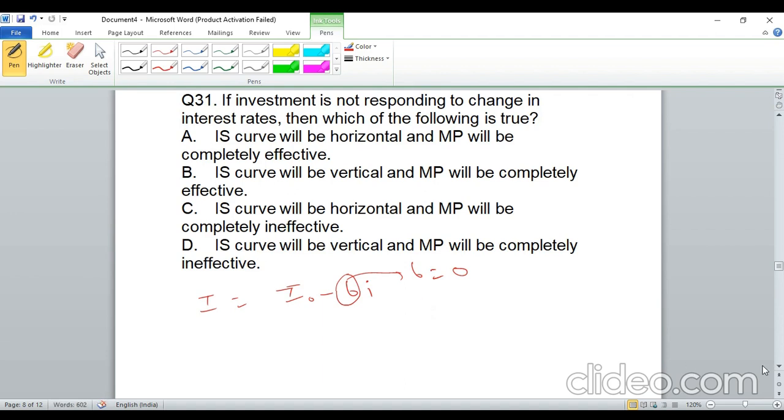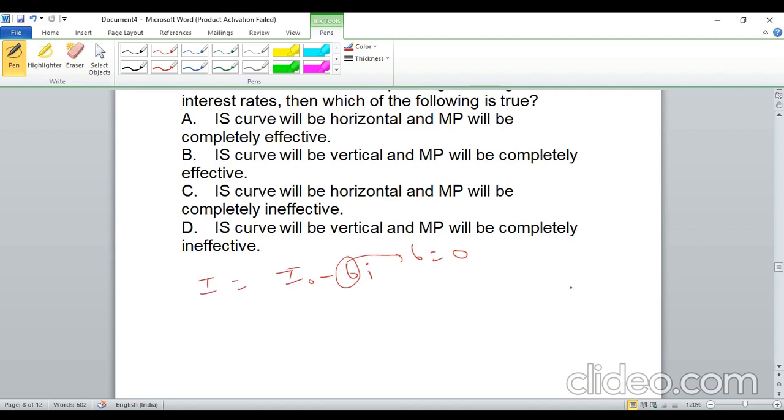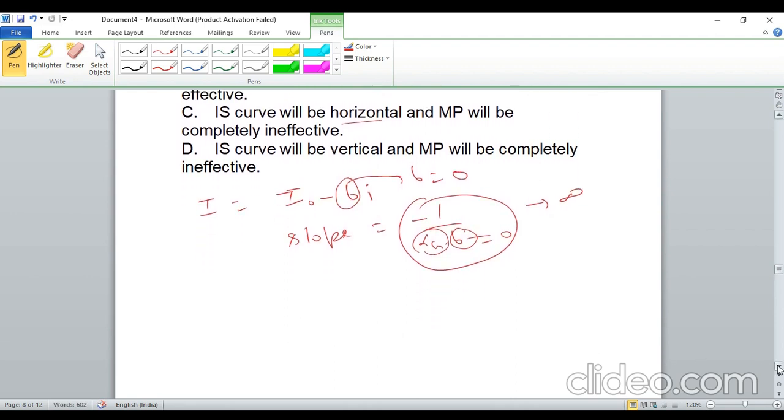Now they are asking what will be its impact on the IS curve, and whether monetary policy will be effective or not. They're asking about the slope of the IS curve, whether it will be horizontal or vertical. So we should know the formula of the slope of the IS curve: minus 1 upon alpha g into b. Alpha g is the government expenditure multiplier, and b here is the interest elasticity of investment. If b is given as 0, then this whole expression will become infinite. That is, the slope of the IS curve is infinite, that is, the IS curve is basically vertical.